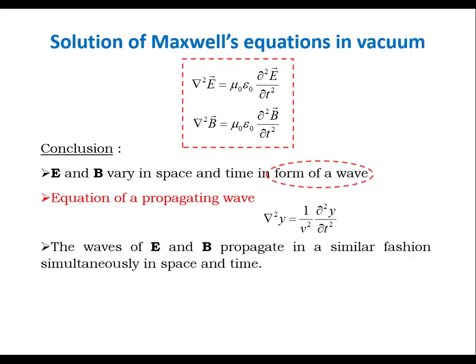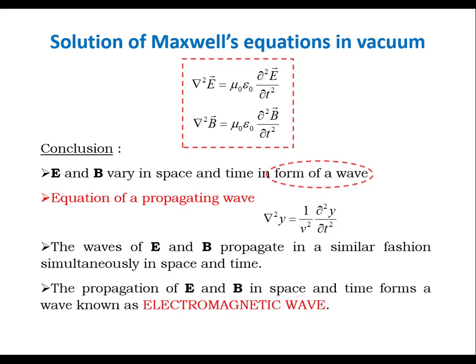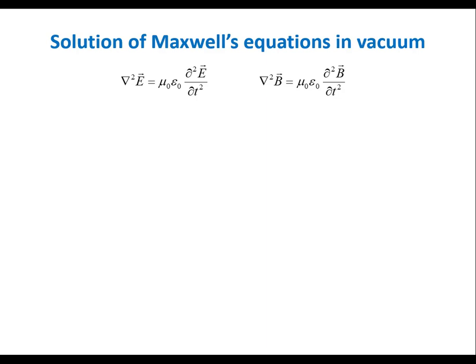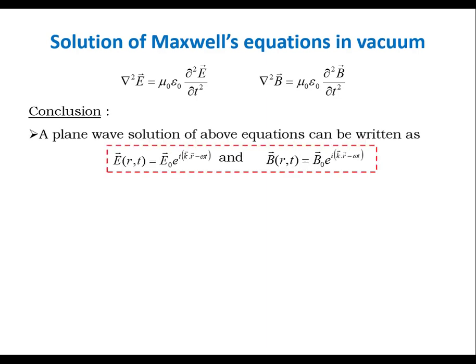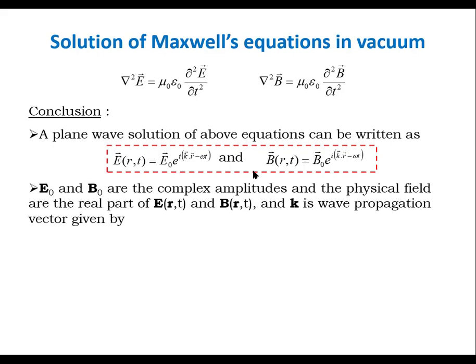So, one can conclude that E and B waves propagate in space together, and this type of wave is known as an electromagnetic wave. Secondly, to find the solutions, we need not solve the E and B equations analytically because we know that the solutions are in the form of a wave. The solutions can be written as these, which are the wave solutions. Here, E0 and B0 are complex quantities and the physical fields are the real part of E and B as a function of position and time.